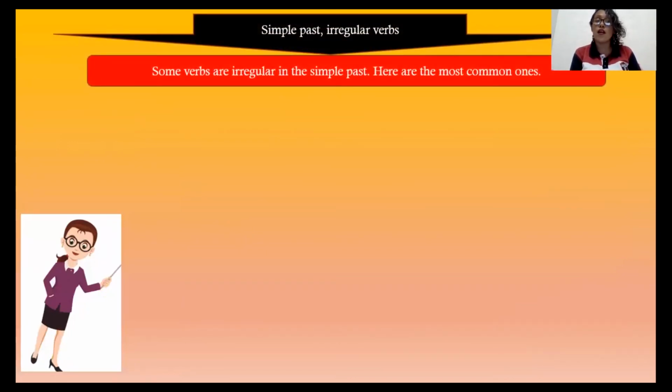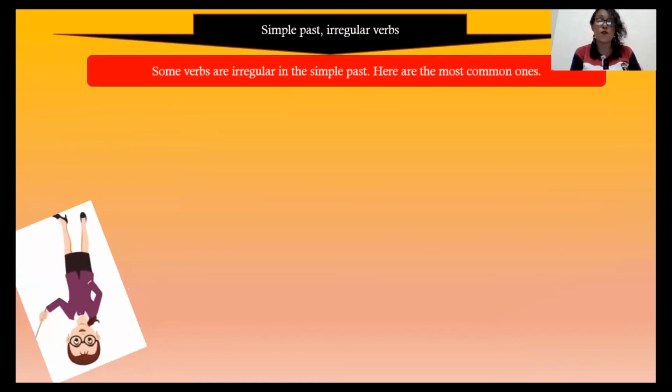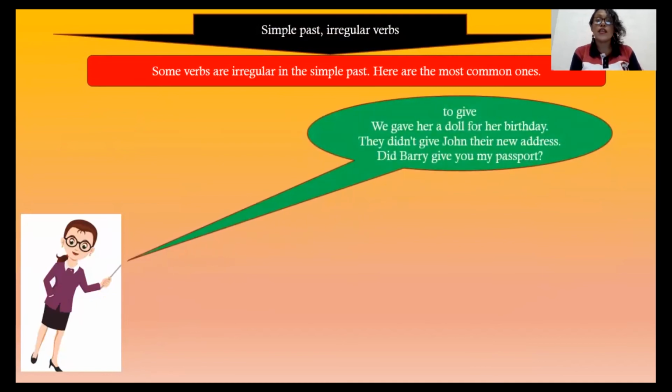Some of the most common and most useful irregular verbs are these. Give, okay? Here we have some examples. To give: We gave her the doll for her birthday. It is affirmative. Negative: They didn't give John their new address. And a question: Did Barry give you my passport?